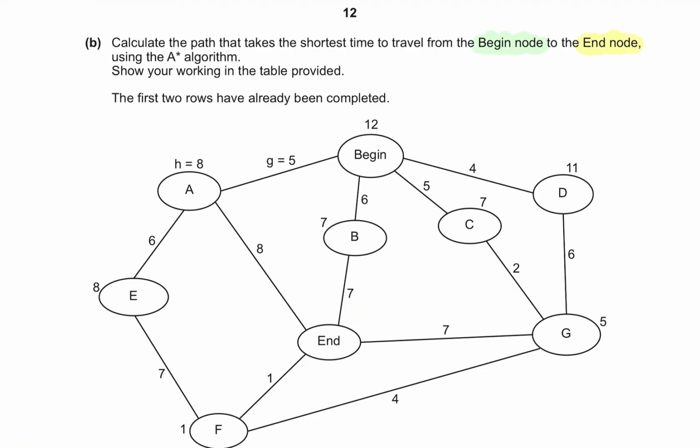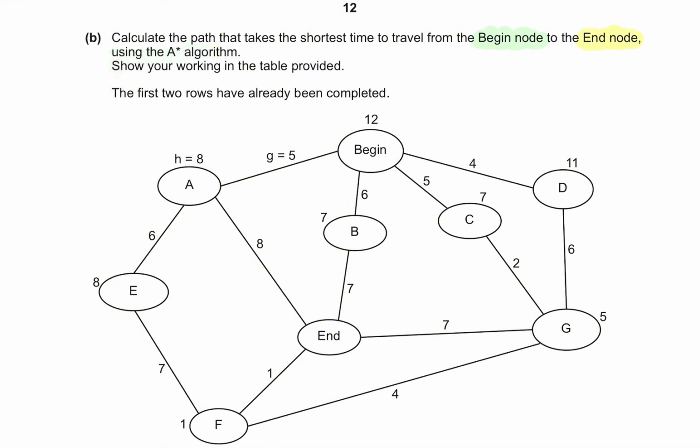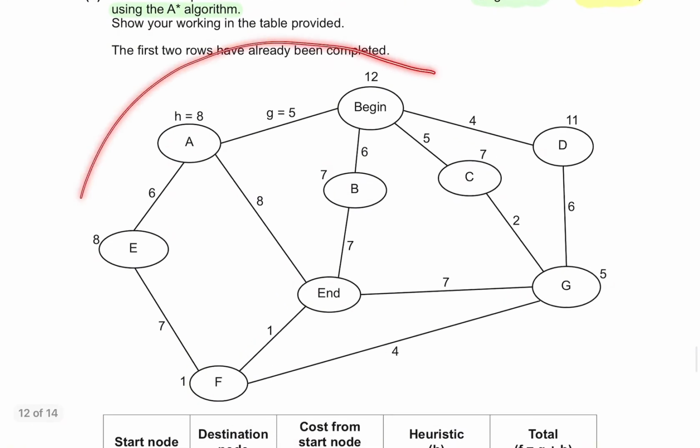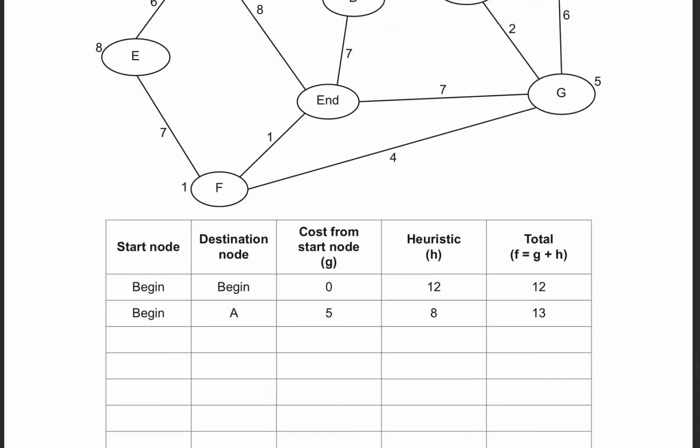Using the A star algorithm. You have to use the A star algorithm. There are two types of algorithm, Dijkstra and A star. You have to use A star. You have this graph completed, given to you. This is called a graph. You have to do the working. The first one is done for you.